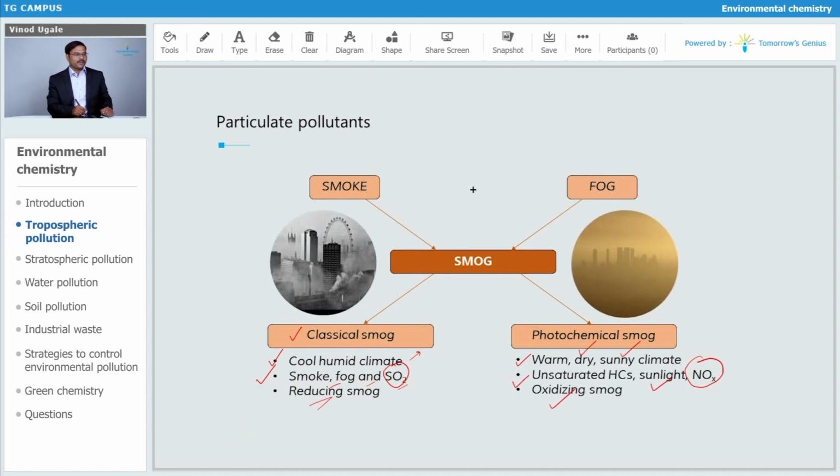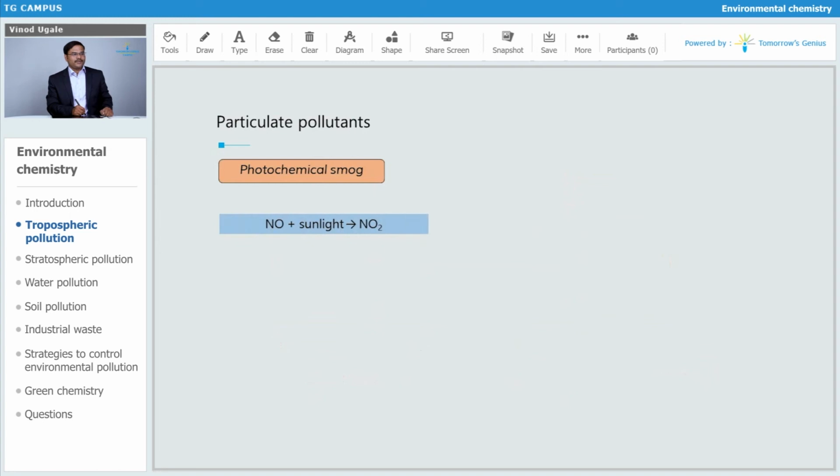Yes, this is photochemical smog. Now during photochemical smog, what happens? What reactions occur? We have seen that classical smog contains SO2 and photochemical smog contains oxides of nitrogen. So in photochemical smog we see some reactions. NO, nitric oxide, in the presence of sunlight will react with oxygen and form nitrogen dioxide. This nitrogen dioxide, again using sunlight, gets converted into nitric oxide and oxygen.